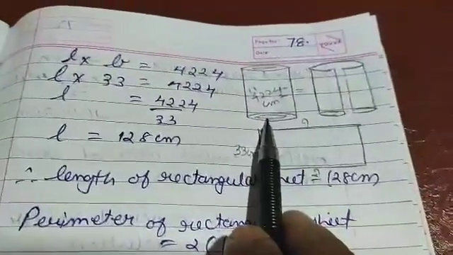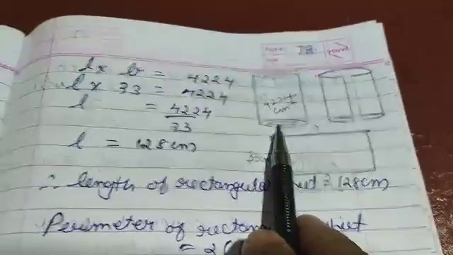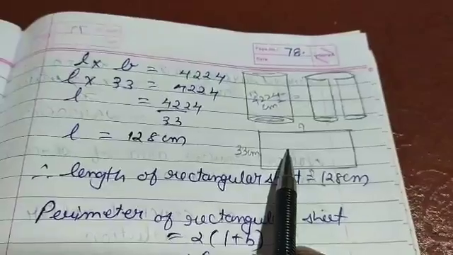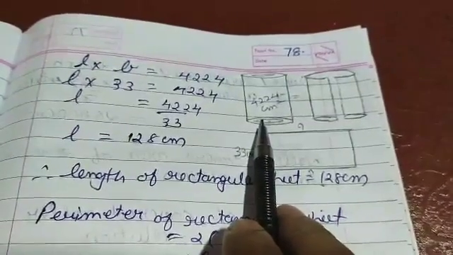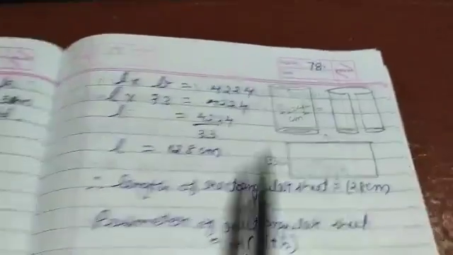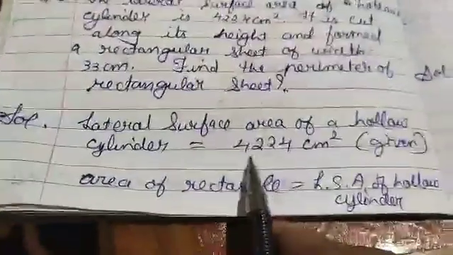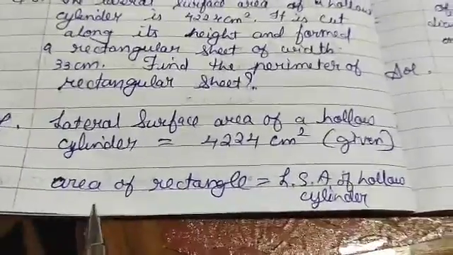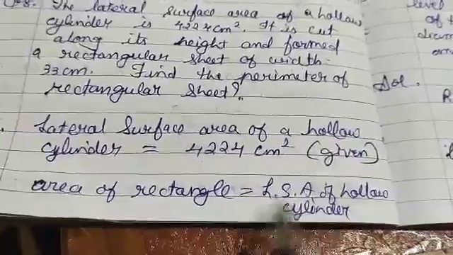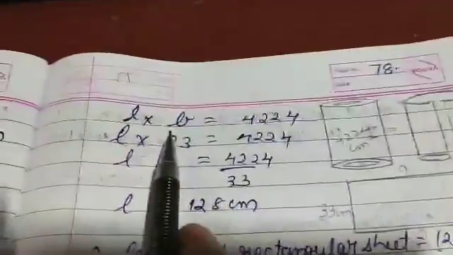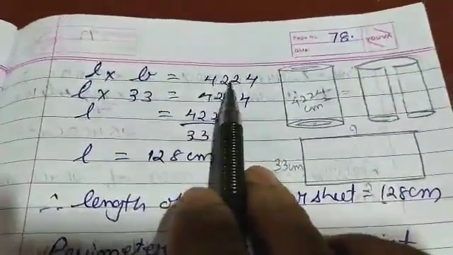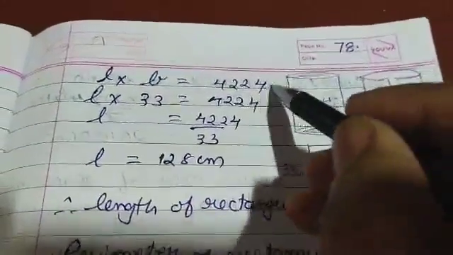So what is the lateral surface area of a hollow cylinder? We will equalize it with the area of a rectangle. The lateral surface area of a hollow cylinder is how much? That is 2 pi r h, whose value is also given. So we will equalize both values, that is, area of a rectangle should be equal to lateral surface area of a hollow cylinder. So area of a rectangle is L into B. You have to equalize both areas, that is 4224 centimeter square.